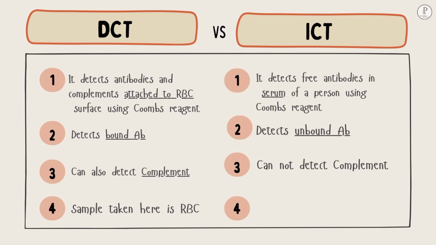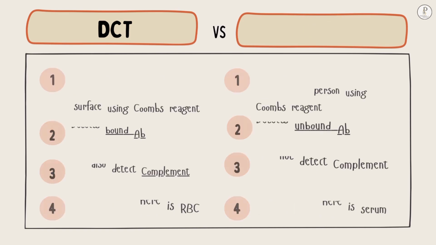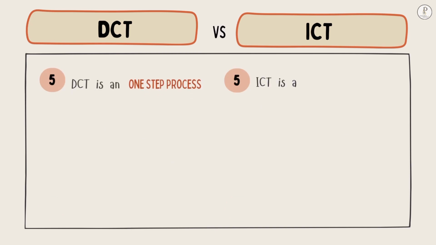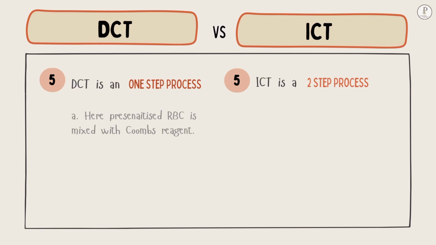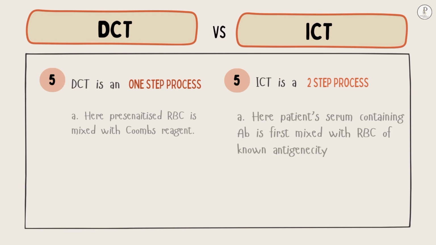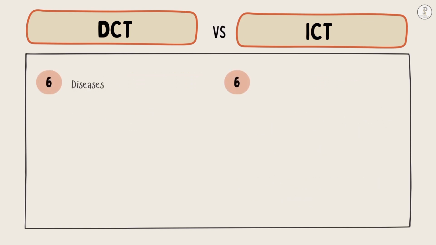Sample taken for DCT is RBC, whereas sample taken for ICT is serum. DCT is a one-step process. In this step, pre-washed sensitized RBC is mixed with COOMBS reagent. ICT is a two-step process. In the first step, patient serum containing antibody is mixed with RBC of known antigenicity. Then this antibody-coated RBC is mixed with COOMBS reagent.